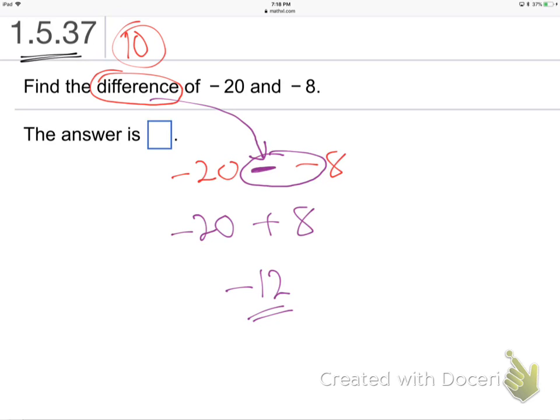Because if the running back loses 20 yards and then gains back 8, the net effect is a loss of 12. You lose 20 bucks, you gain back 8, your bank account's down 12. Right, good. Just think about money, or you can just calculate it too. So minus 12.